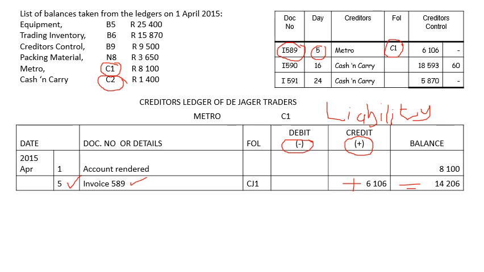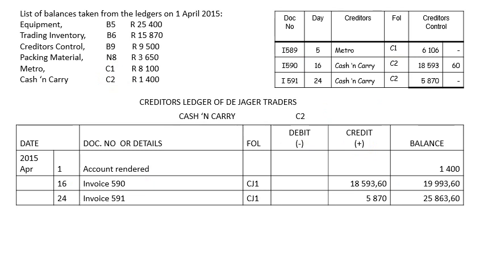Can you see that in the folio column? I wrote C1 because I need to remember that this amount was posted to the account of Metro, which is account number C1. Cash and carry, also a creditor. Account rendered was 1,400, so that's its balance.